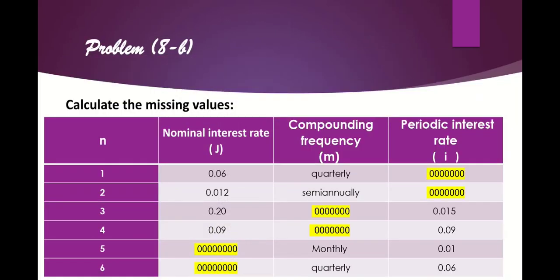Another example. Calculate the missing value. As in the previous example, we calculate I from the formula of J over M for number 1 and 2. And for number 3 and 4, we calculate M from the formula of J over I. And for number 5 and 6, we calculate J from the formula of M times I.